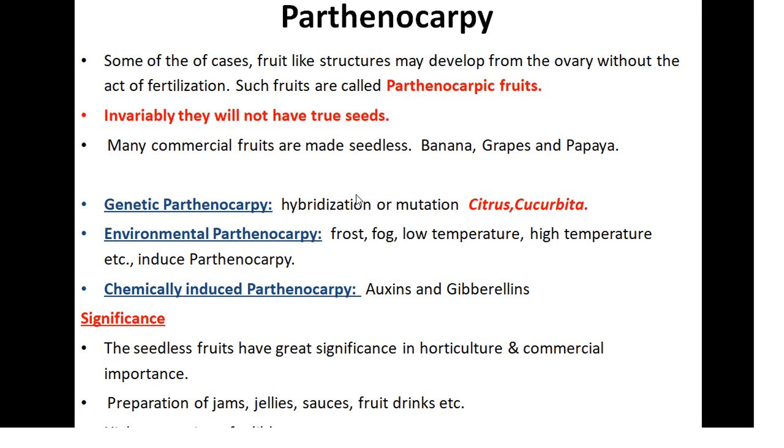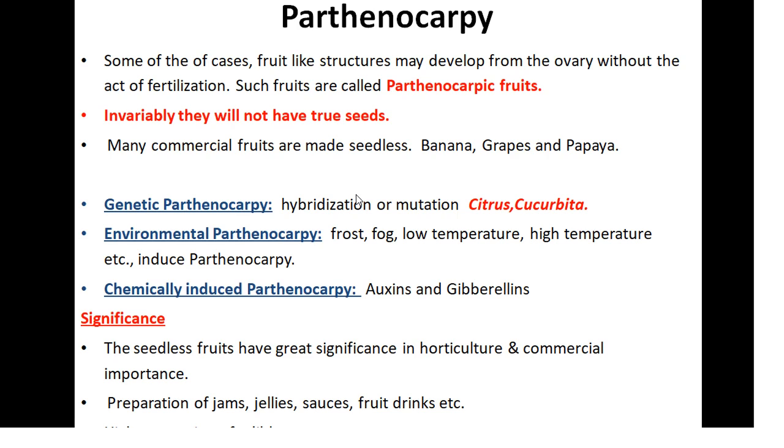Nitsch and Rao, in the year 1963, described parthenocarpy and its types. Genetic parthenocarpy means hybridization or mutation may cause genetic parthenocarpy. Example, citrus and cucurbits, that is watermelon, muskmelon and pumpkin. Environmental parthenocarpy means frost, fog, low temperature or high temperature induces parthenocarpy. For example, if we keep a plant at a low temperature of 3 to 19 degrees centigrade, it goes to the parthenocarpic stage and produces no seed in the fruit.